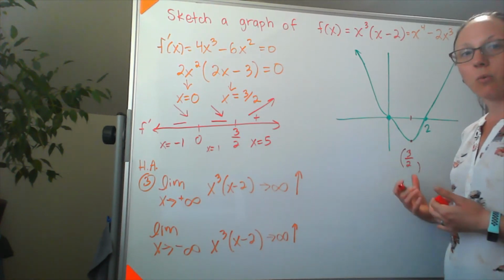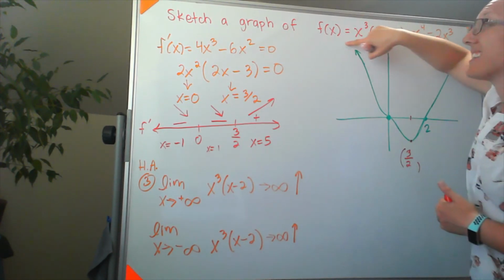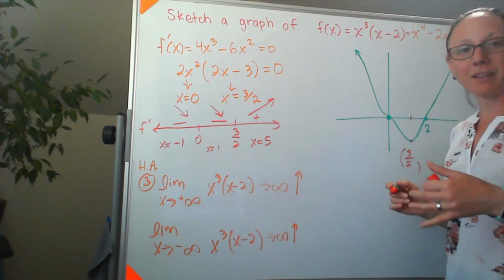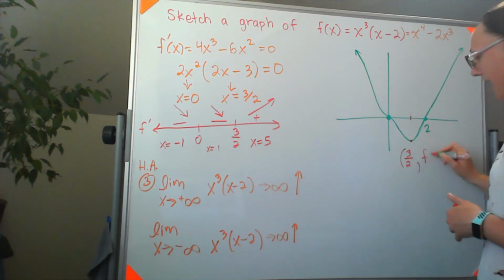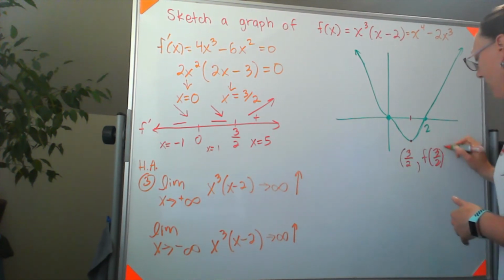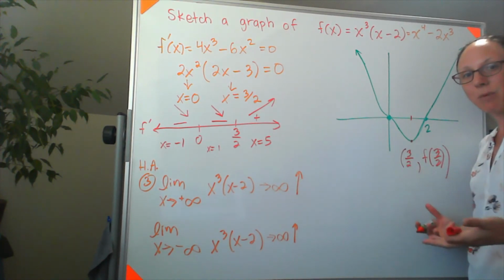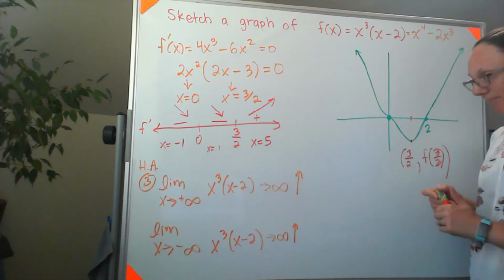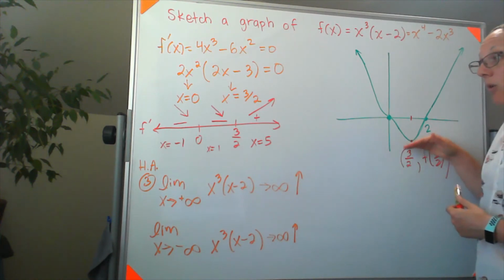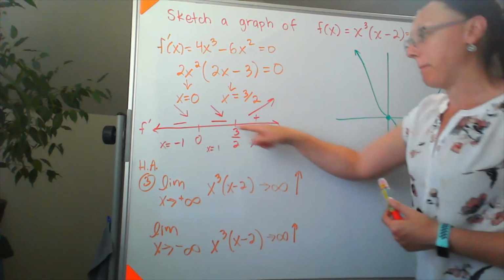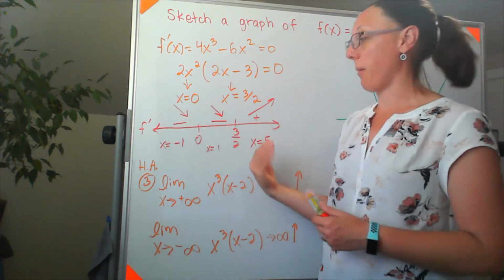Now in order to get the y value, we'd have to plug that back into the original function. I'm going to be lazy today, and I'm going to write that as f of 3 halves. That way I'm accurate, but I didn't spend the time plugging in that fraction. So I now know also that that's a relative minimum, which we can also see from the number line here.